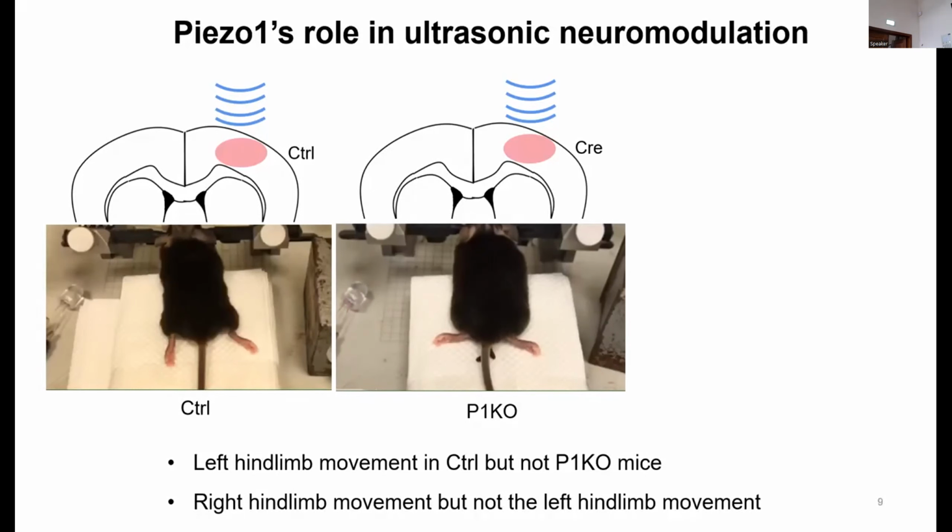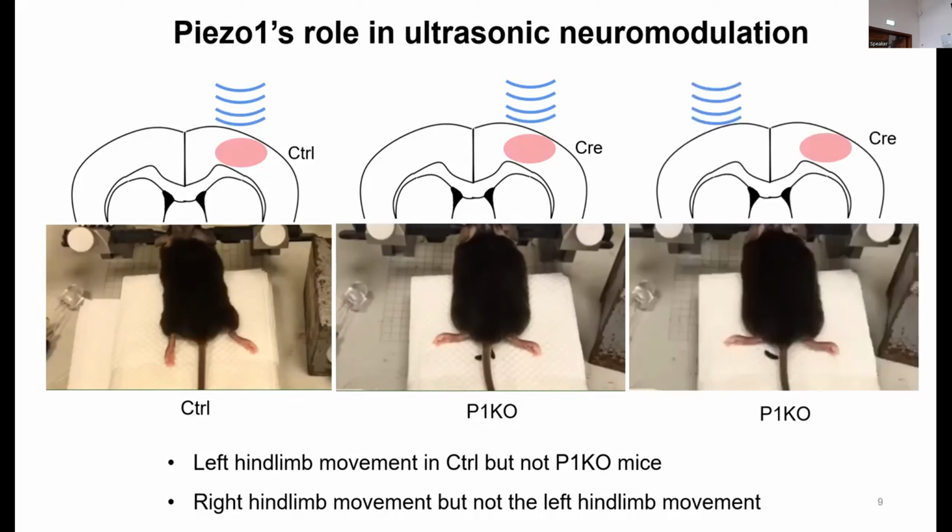And if we stimulate this mouse on its left motor cortex area, where piezo-1 still remains, its right limb movement can be triggered. So let's see another one. So together our results demonstrate that piezo-1 indeed plays a role in ultrasonic neuromodulation in vivo.